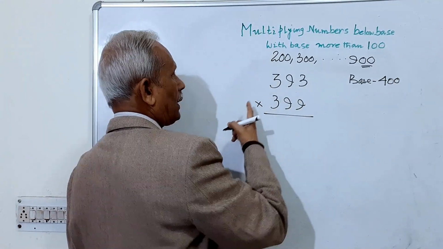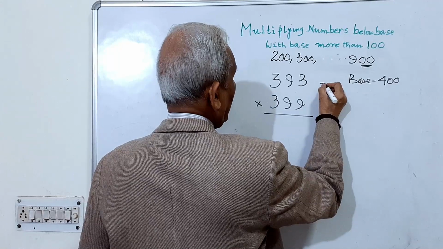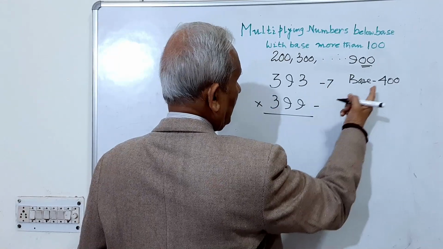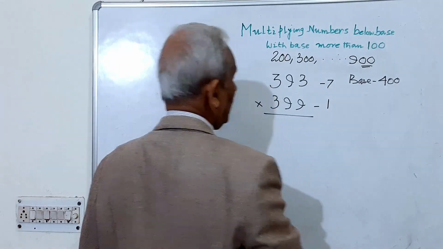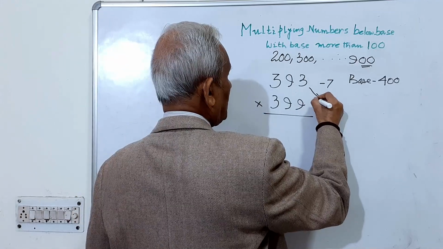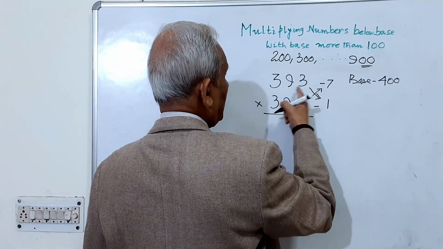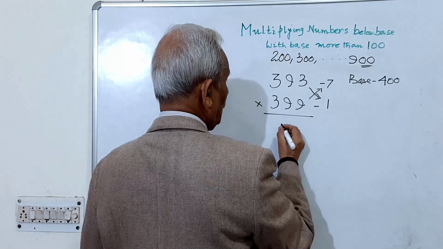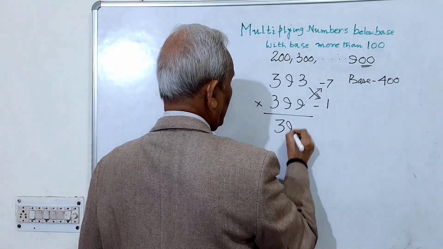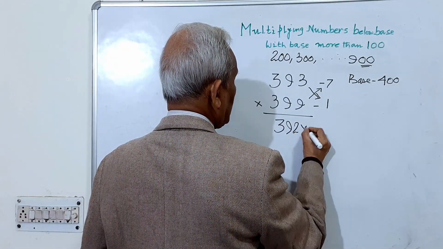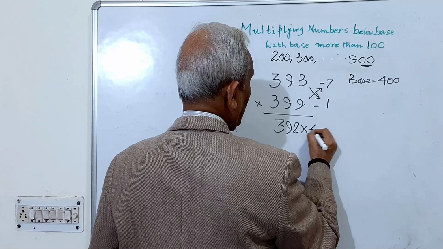And the base is 400. 393 minus 400 is minus 7. 399 minus 400 is minus 1. Cross subtraction with each other, we get 392, 392.